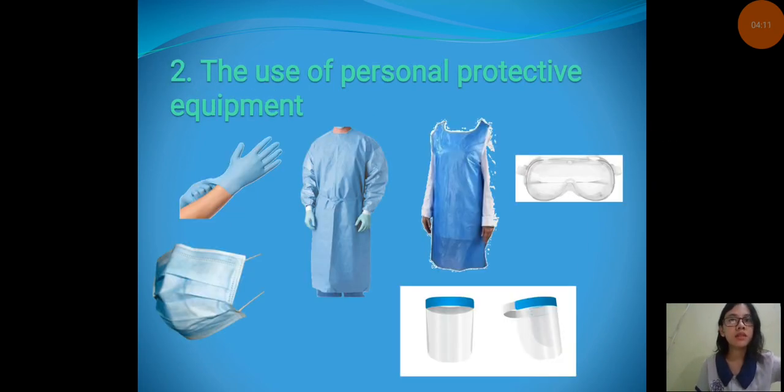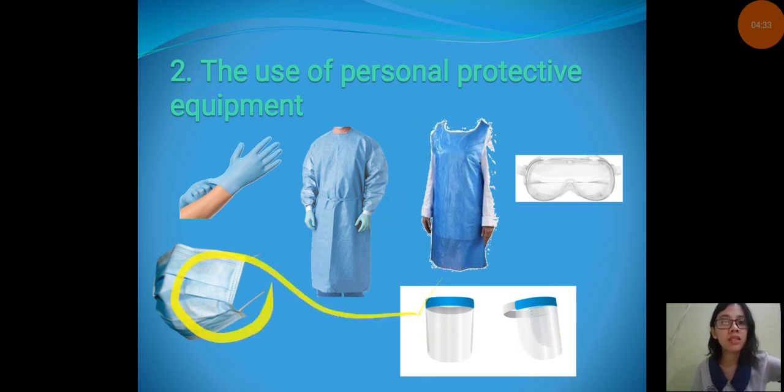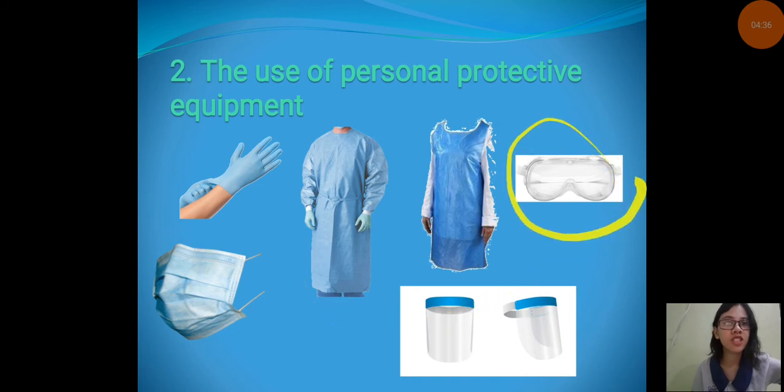Next one is the use of personal protective equipment, also known as the PPE. It could also include, as you can see in the picture on the screen, gloves, impermeable gowns, plastic aprons, face shields, masks, and even eye protection. So the PPE protects the healthcare worker from exposure to blood and body fluids or substances.